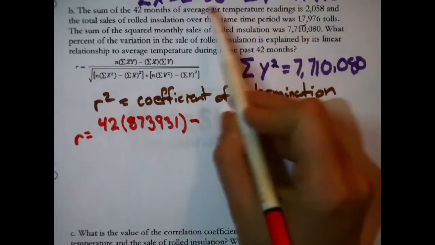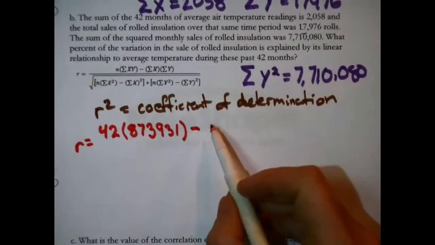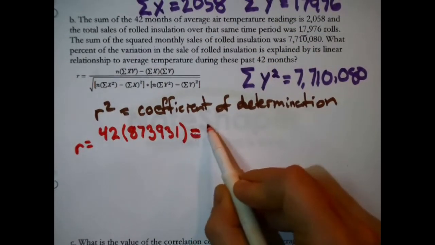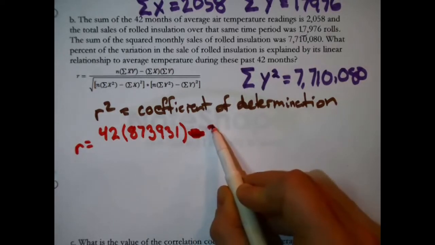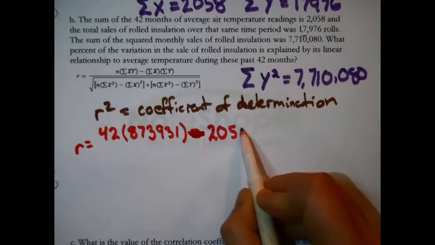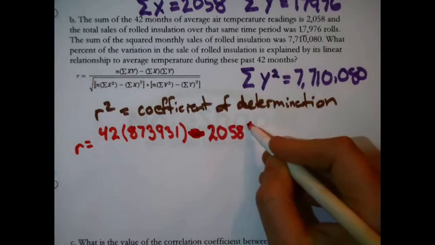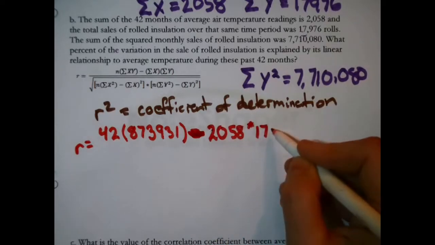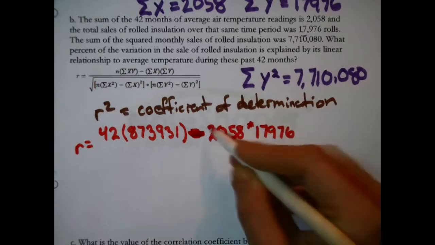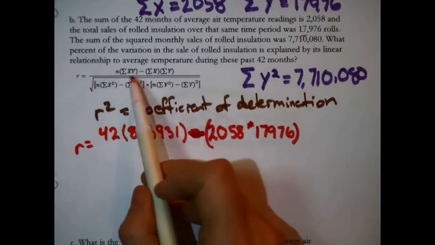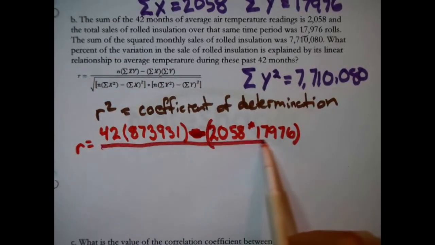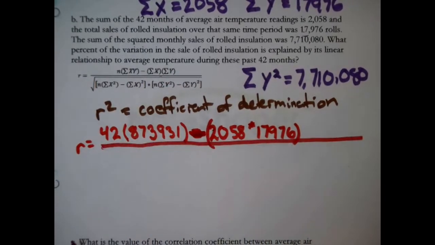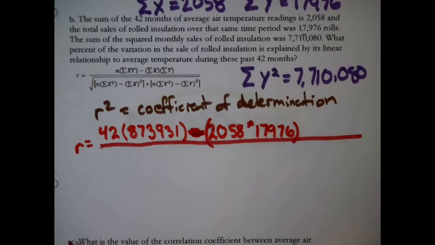That's why we were told those two things originally. Okay, so, minus 2,058 times 17,976. Okay, so we have that part, that's there. That's the numerator. The denominator, all right, let's break it down.